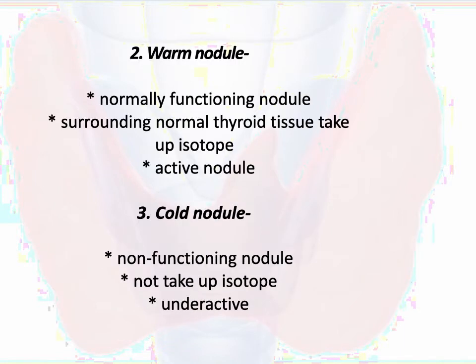Then there is a warm nodule. It's a normal functioning nodule, taking the normal amount of the isotope, and in this also the malignancy chances are less, 5%. In a cold nodule, it is not taking the isotope. In fact, it is dead tissue there, and the chance of malignancy is around 15%. So we have to take these out. If there is a cold nodule, then we go for surgery without waiting.